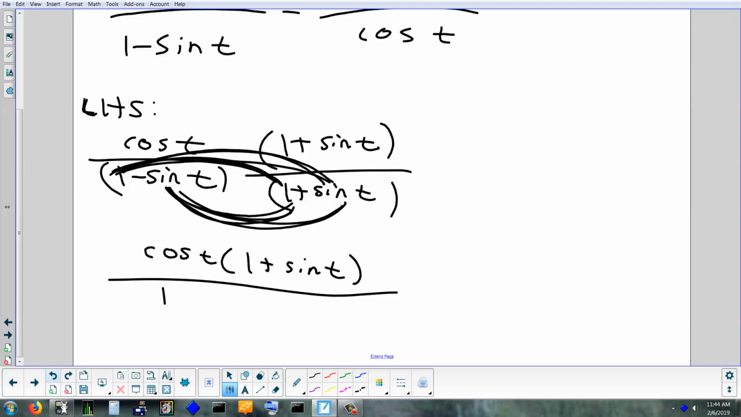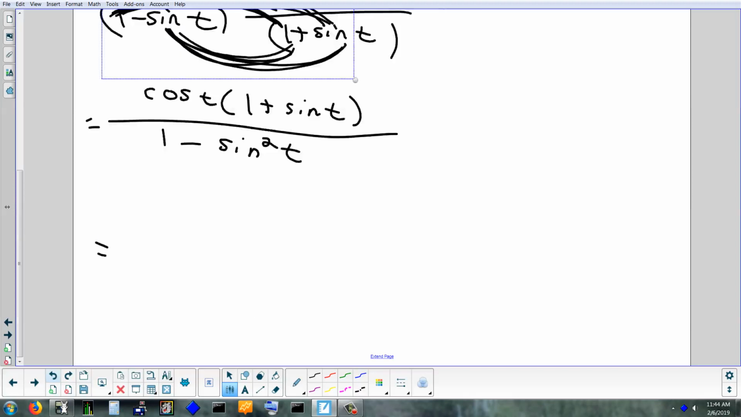Negative sine times positive sine. Well, what's a negative times a positive? It's a negative. And then sine times sine, sine squared. Now, you might still be looking at that and you're like, I still don't see why we didn't just distribute what's in the top. But look at what's in the bottom. 1 minus sine squared. I mentioned this earlier.